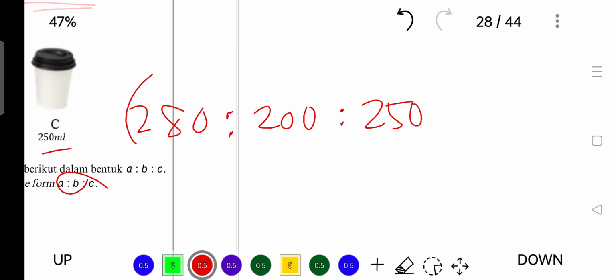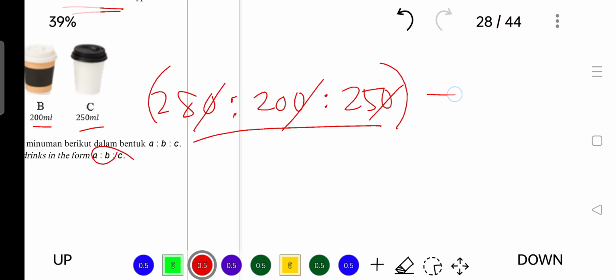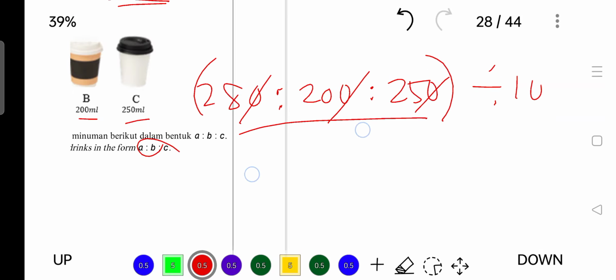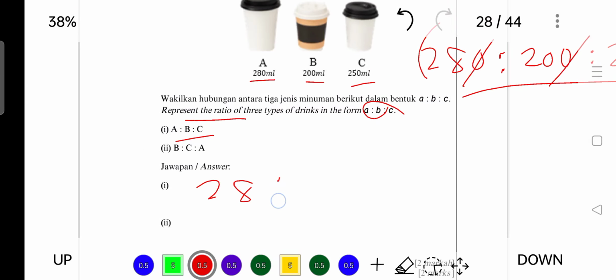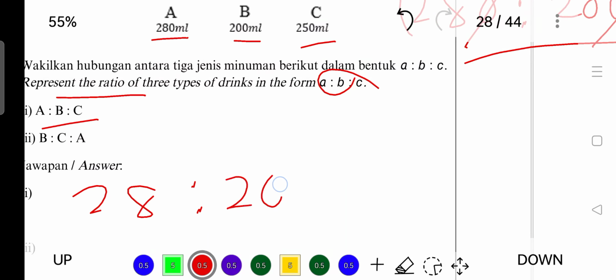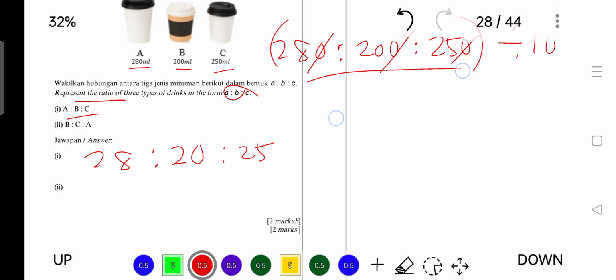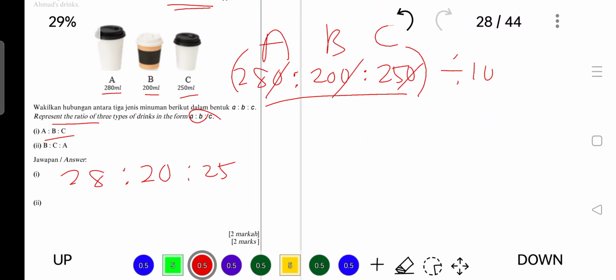So what we can do is we can simplify this. I can just chop off the 0 at the back, and I see these two can be divided by 5, but these can't. These two can be divided by 4, but all of these all together can be divided by a specific number after that. Maybe I just show that I have divided this by 10, and the final answer that I get is 28 to 20 to 25. All right, and next is B to C to A. Where is my B? This is A, B, C. My B is 20.